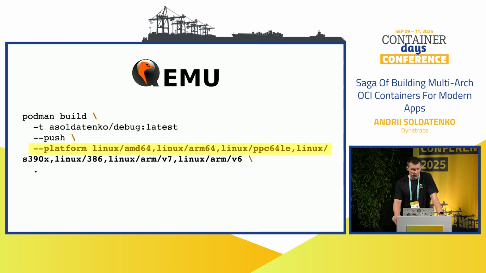Unfortunately, QEMU is very slow, or at least slower than if you use native architecture. And if your Dockerfile or your project is pretty simple, I mean, it's okay, it will be super quick. But in our case, it was not always the case. So we tried this, and this one worked.